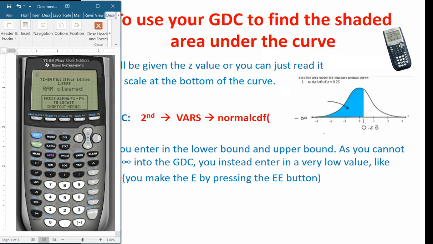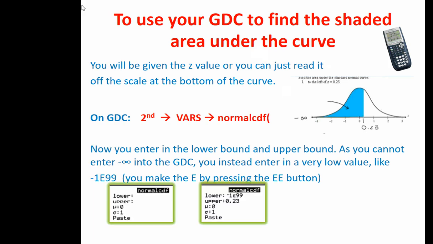So I'll show this up on the board. When you go second vars, normal CDF, this is what pops up: lower, upper, mu, and sigma. Mu is 0 for the standard normal curve, and the variance is 1, so the standard deviation is 1. That's why those are there. We need to put in the lower, so you put in -1 E99, and the upper is 0.23.